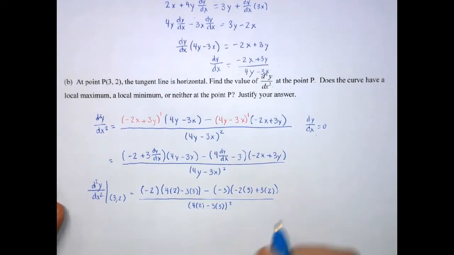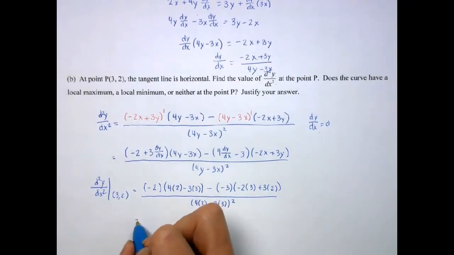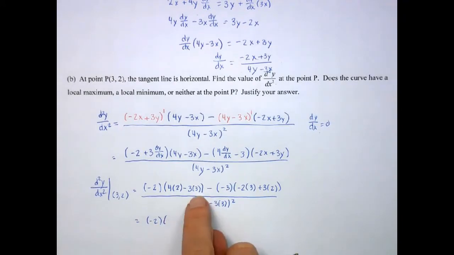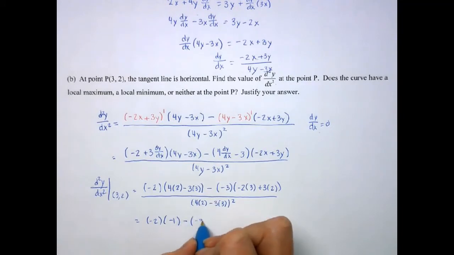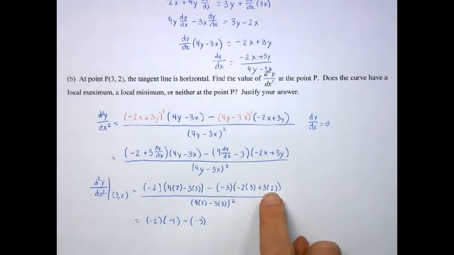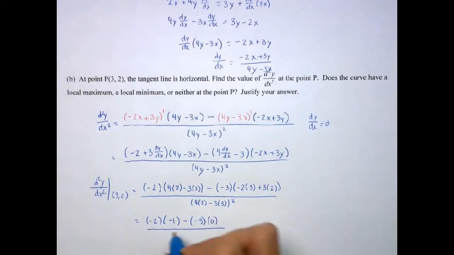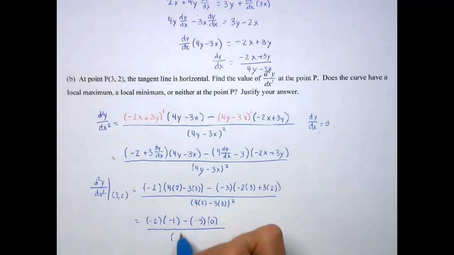So we're just going to be real careful with our math here. This is going to be negative 2. We're going to have 8 minus 9, so that'll be negative 1, minus negative 3. Negative 6 plus 6 is 0 over 8 minus 9 is negative 1, negative 1 squared. So this is going to be 2 over 1. Okay, so we got our value.